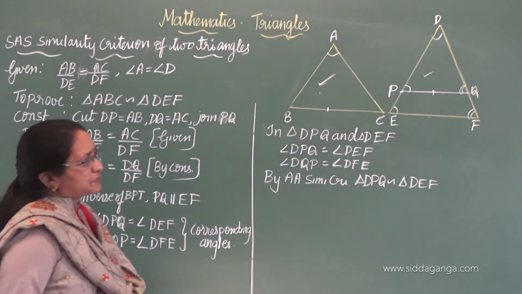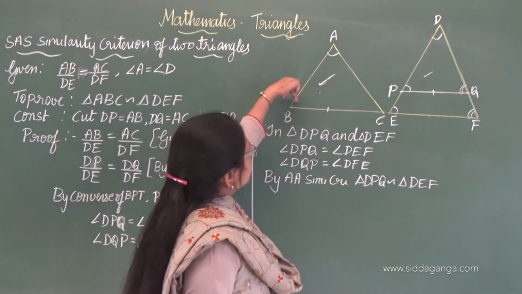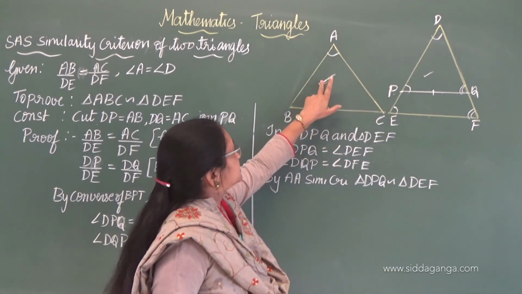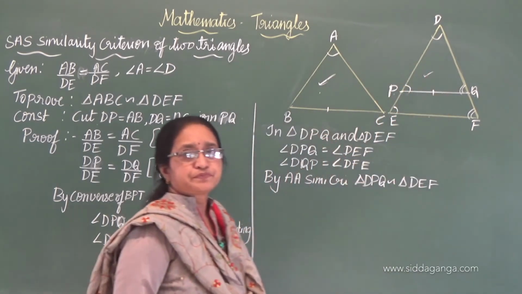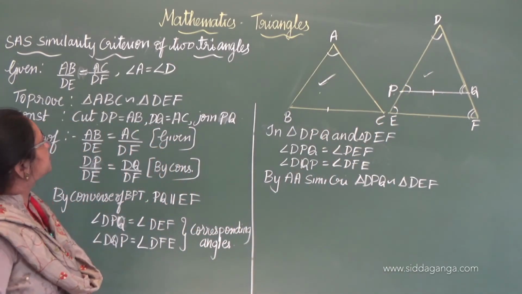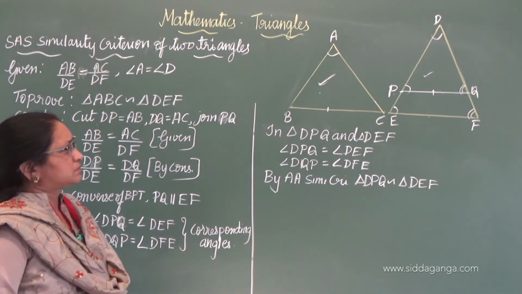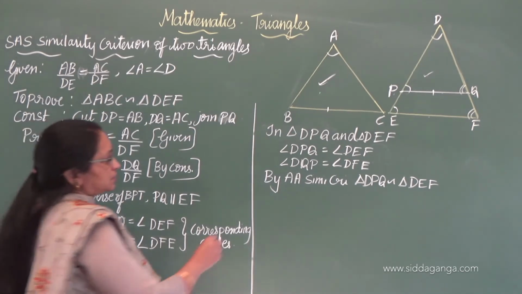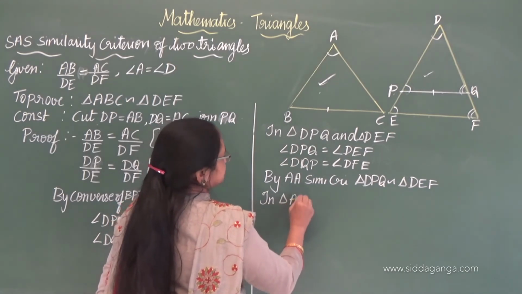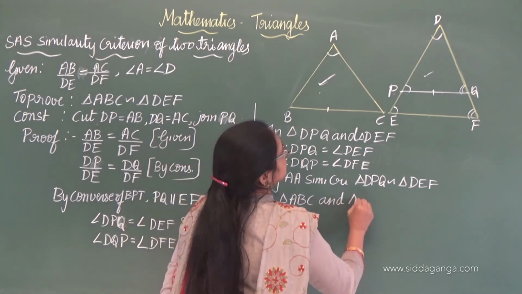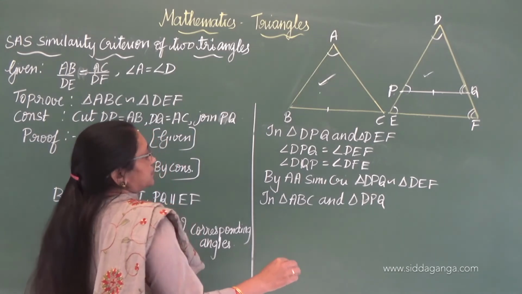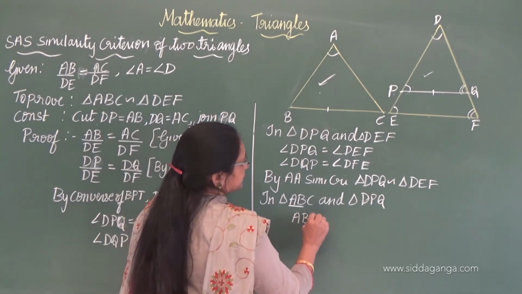Now what is the next step? Next step, as usual, I told you, we have to prove that ABC is congruent to DPQ. How shall we prove ABC is congruent to DPQ? Okay, think. ABC is congruent to DPQ. So directly we can, in triangle ABC and triangle DPQ, okay, just observe carefully.